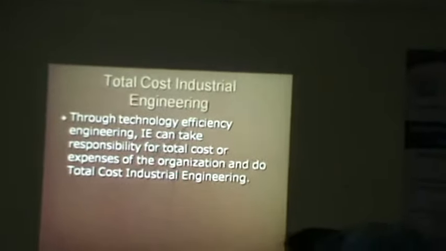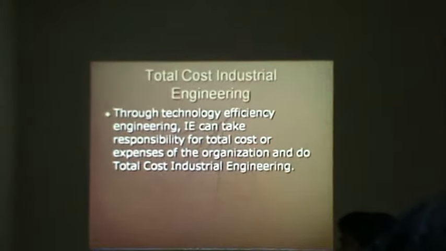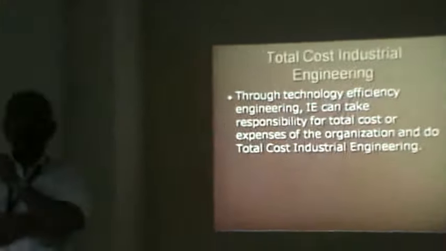Right. So through technology efficiency engineering, IE can take up responsibility for the total cost of the organization and do total cost industrial engineering. It's a strategic aspect. A chief industrial engineer in the company, what is he supposed to be responsible for? He should be responsible for the total cost which is going into the profit and loss account. There is a revenue of the company, there is a cost of the company. And at a chief industrial engineer level, you should be able to aim at the total cost of the company and say how much I am going to reduce next year. If the cost is 50 crores, shall I make it 45 crores next year?